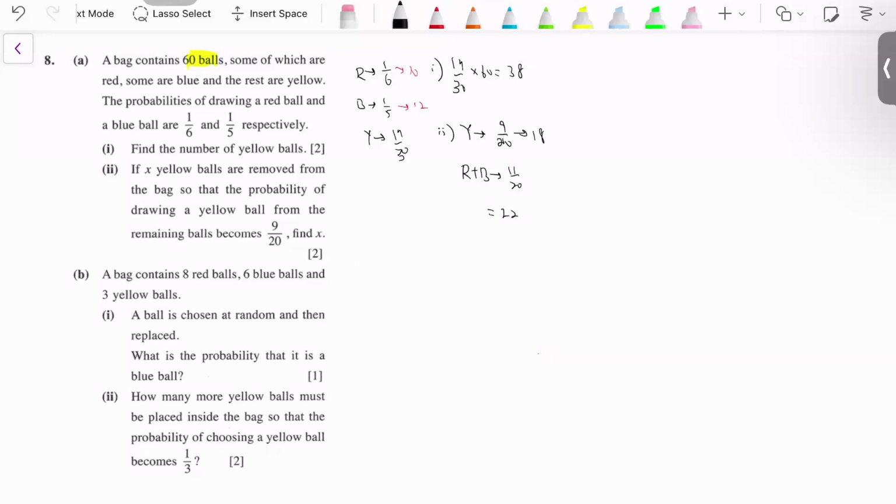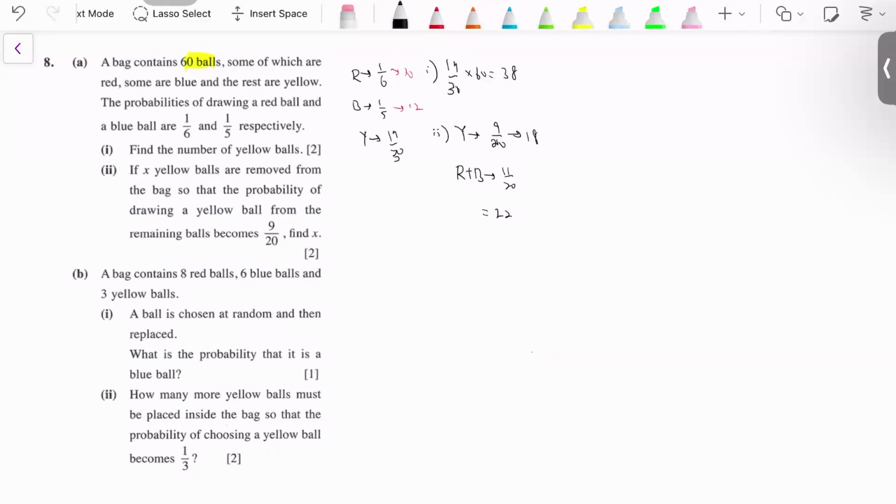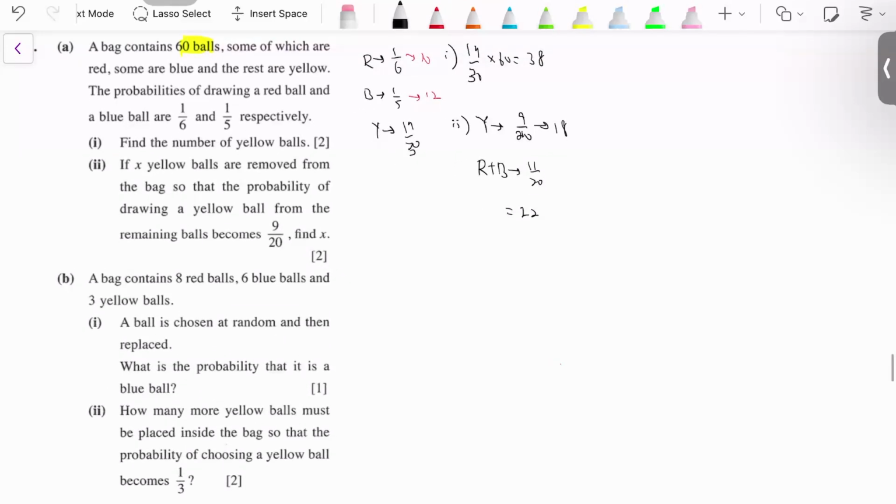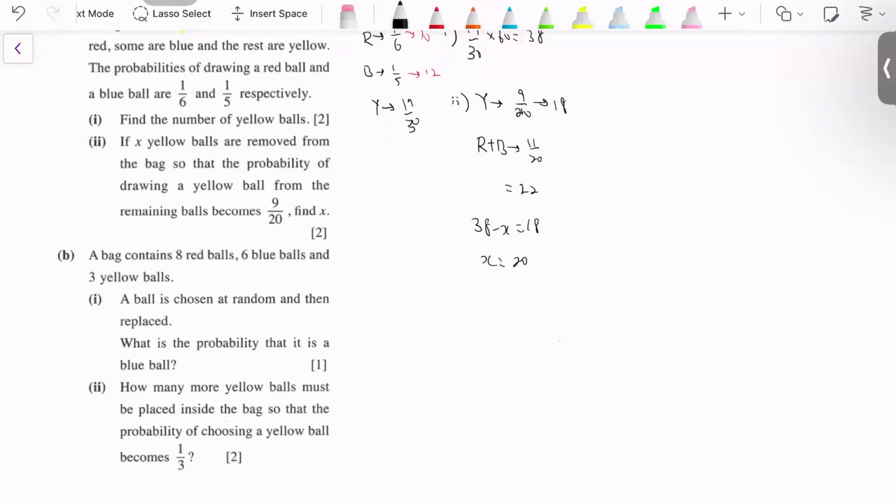So in this case, after removing X number of balls, we are left with 18 balls. So that means 18 is the final number. So that means 38 minus X equals 18. With that, we can find X equals 20. Okay? Following that, B part 1.